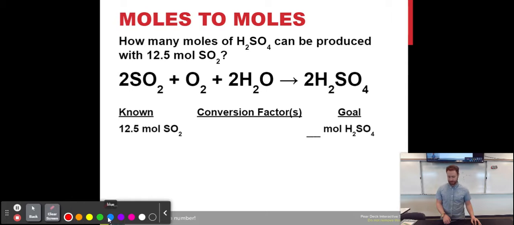Hopefully you gave it a shot. Whether you did or did not, let me walk you through this as an example. The question says, how many moles of H2SO4 can be produced with 12.5 moles of SO2?